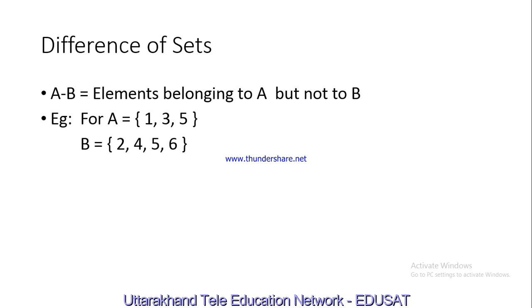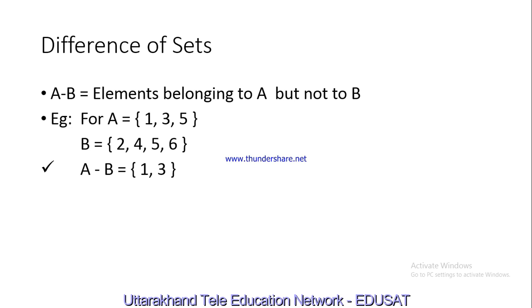Now if I want to find out A minus B, what will I have to do? Let's look at the first line. All the elements belonging to A, but they should not be belonging to B. Now A has got 3 elements, 1, 3 and 5. Out of them, 5 also belongs to B. So A minus B should contain all the elements of A minus the elements which are also there in B. That is 1, 3, 5 minus 5, and that is why A minus B should be equal to 1 and 3.